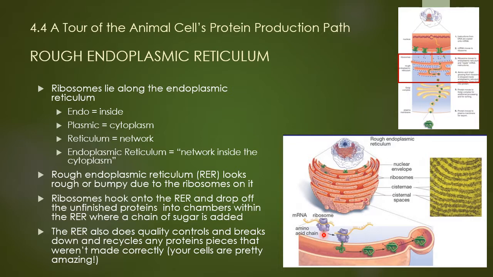Ribosomes hook onto the rough endoplasmic reticulum once they've started to make this short protein chain or amino acid chain, and they drop off these unfinished proteins into the chambers within the endoplasmic reticulum, and a chain of sugar is then added to it. The rough endoplasmic reticulum will do some quality control, break down any pieces that don't look good, that weren't made correctly, and get rid of those. And then decide the ones that do look good to package those up and send them on their way. So your cells are pretty amazing that inside your cells, all of these things are happening. They're able to look at what's good and what's not good and decide what should be passed on to the rest of your body and what shouldn't be passed on to the rest of your body.